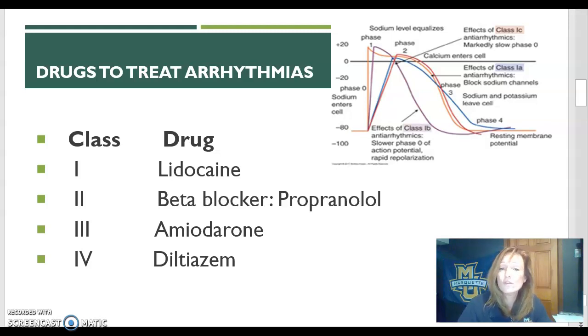Now, just to be clear, you do not need to understand at this level for your exam, but it does help when you are learning about the different classes in the antiarrhythmic medications, why they are working in a different way and how they're working in a different way.